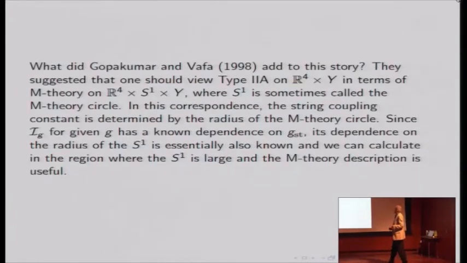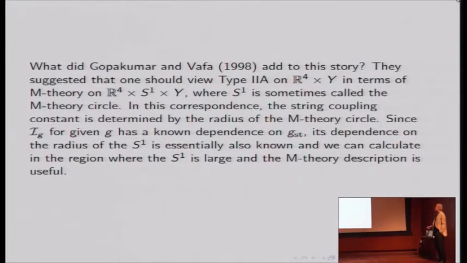Okay, what did Gopakumar and Vafa add to this story? Well, they said you should reinterpret this story in terms of M theory. So you should view type 2A on R4 times Y in terms of M theory on R4 times a circle times Y, where people sometimes call S1 the M theory circle. In this correspondence, the string coupling constant is determined by the radius of the M theory circle.